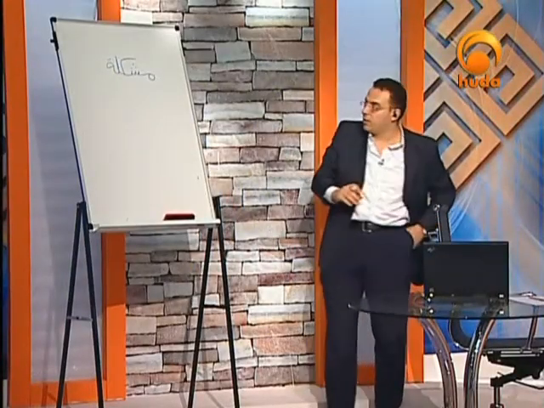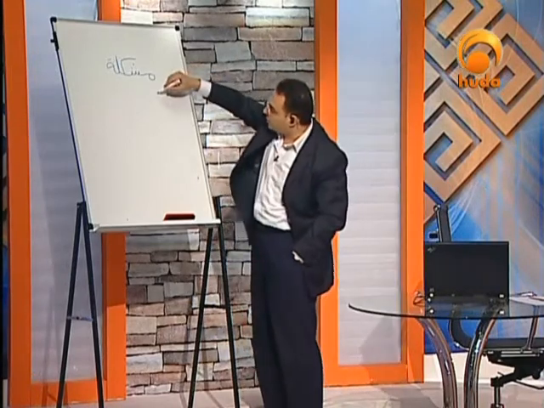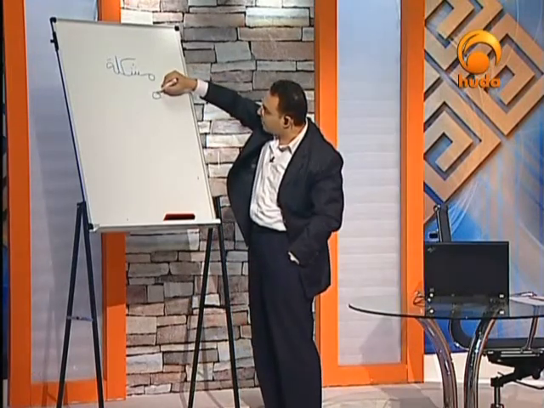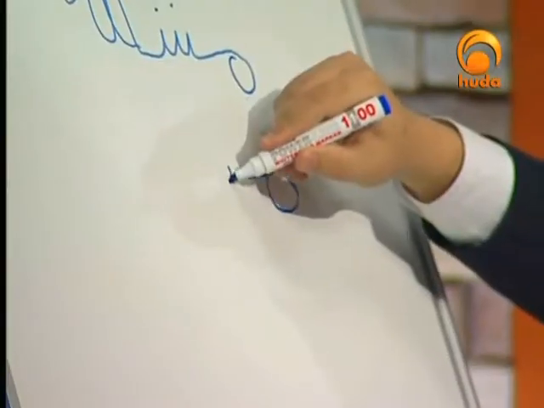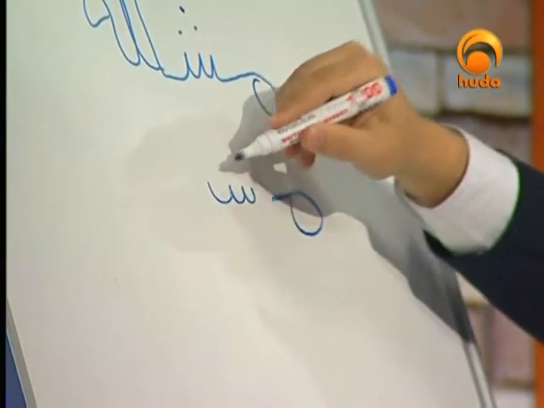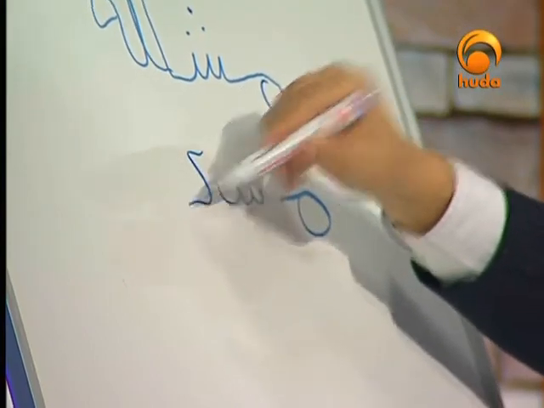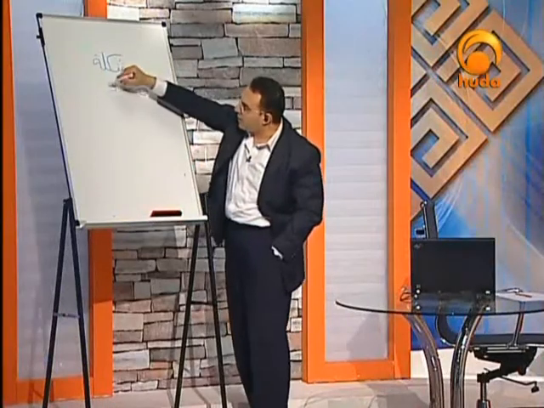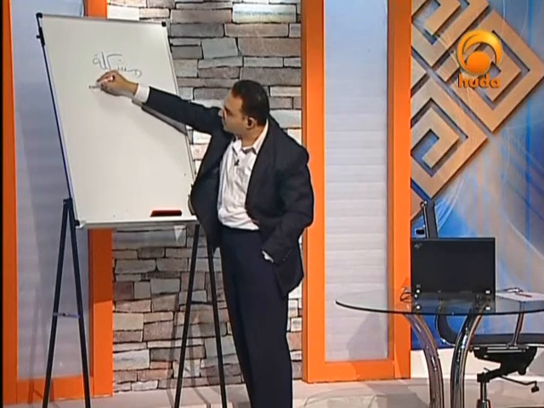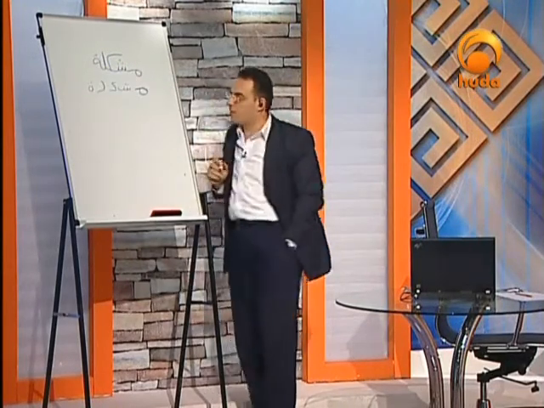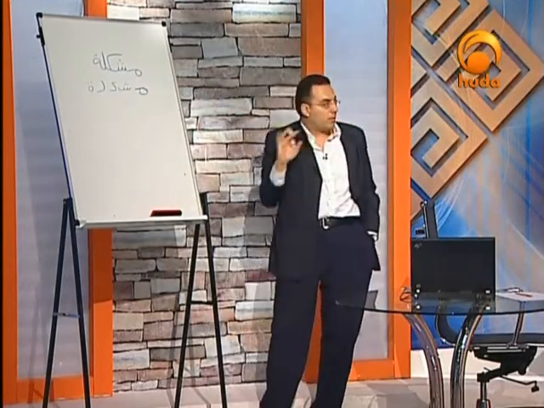So I would disconnect all of them again. Ma, and then we have sha, and then we have kaf, and then we have la, and then we have ta. So I will connect all of them. Here it is.